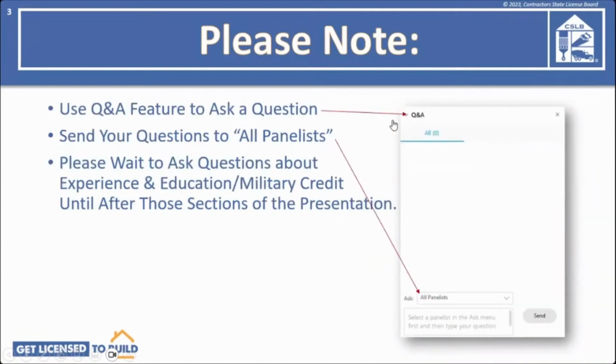To ask a question on WebEx, use the question and answer feature, the Q&A, not the chat feature, on the bottom right of your screen. Make sure you send your questions to all panelists. Finally, we tend to get a lot of questions during these workshops on how you document your work experience and what credit you can get for your education or military service. Those questions are fine, but we would like you to wait to send us those questions until after you see that part of the workshop. We will go through your questions at the end of our presentation, which should last about 45 minutes.